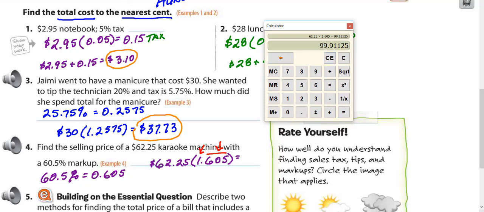$99.91125. Well, 9, there's the 10-cent part, and there's the 1 penny. That one doesn't change it. The cost for a customer coming in to buy that karaoke machine is $99.91.